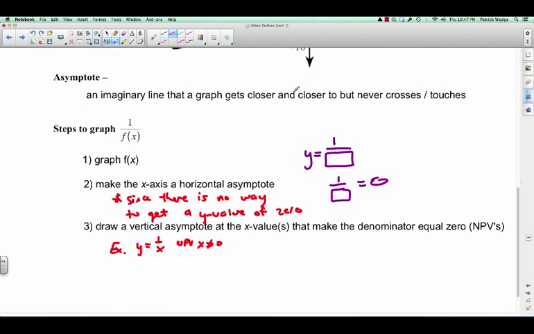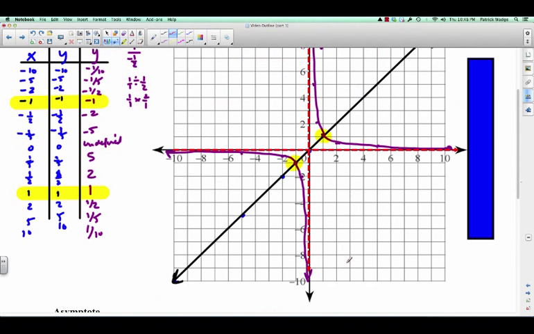What if it wasn't y equals 1 over x? What if it was y equals 1 over 2x plus 3? Well, then you would say, for your non-permissible value, that 2x plus 3 cannot equal 0. So you subtract 3 from both sides. 2x equals -3, divide by 2, divide by 2. You get x equals negative 3 over 2, which is the same as negative 1.5. So you'd go over to negative 1.5, which is right here, and you draw your vertical asymptote right there.